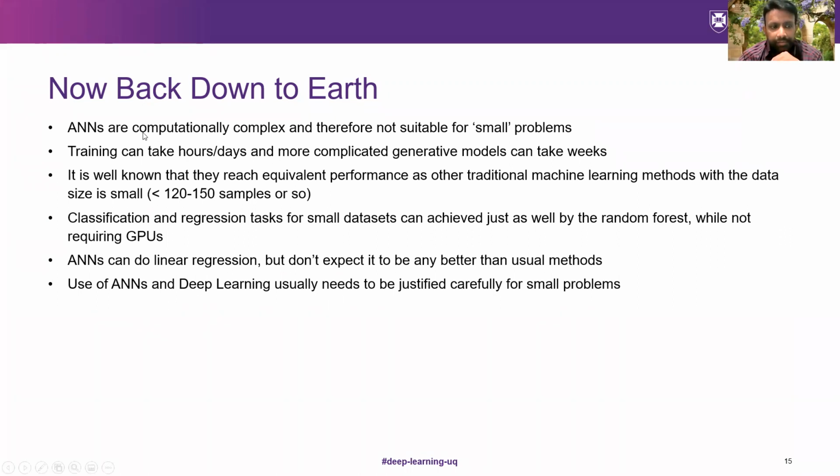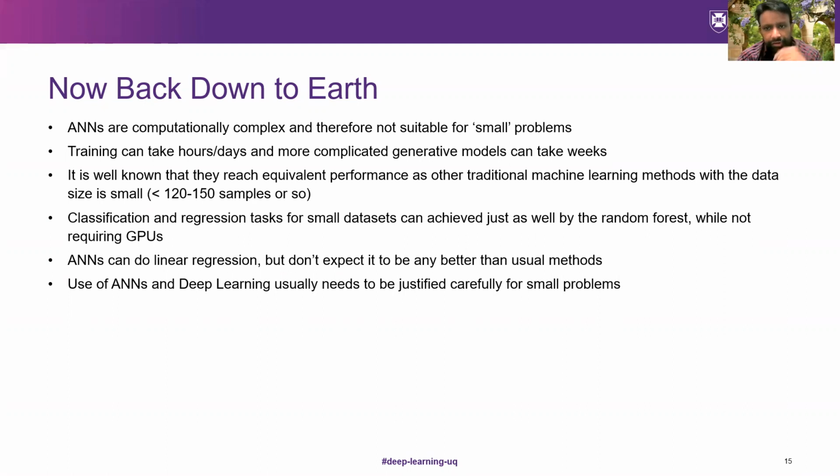Artificial neural networks are computationally complex. There are a lot of matrix multiplications, and the more neurons you add, the more it grows exponentially. So it's not really suitable for small problems. In fact, you saw from that graph previously, conventional machine learning algorithms are about similar. Training can take hours, days, weeks, and sometimes months, and again that's due to feeding in more data, computational complexity, all of those issues.